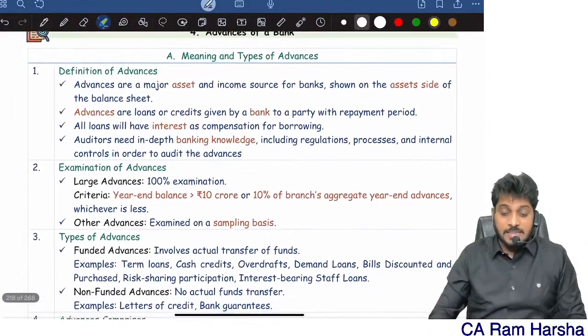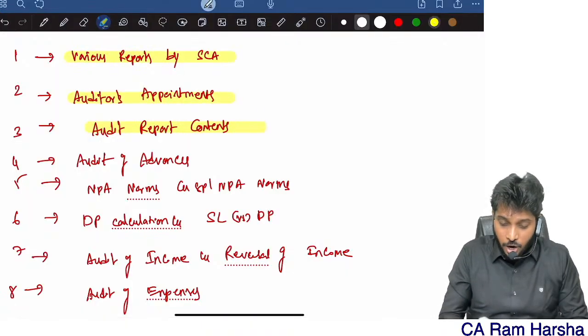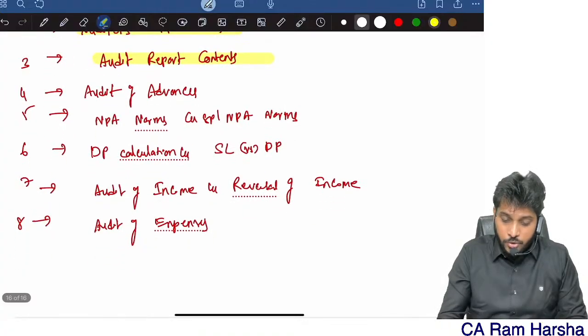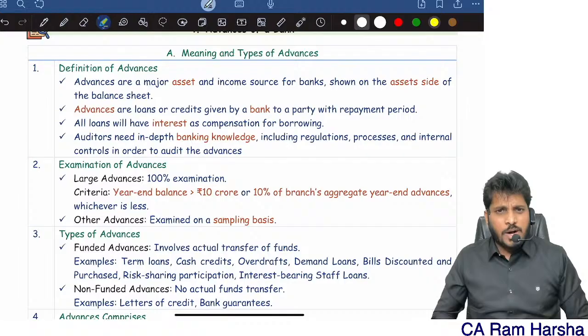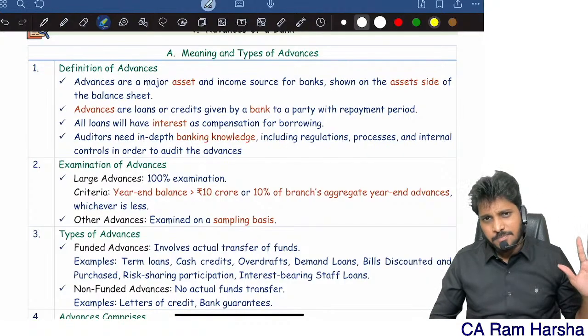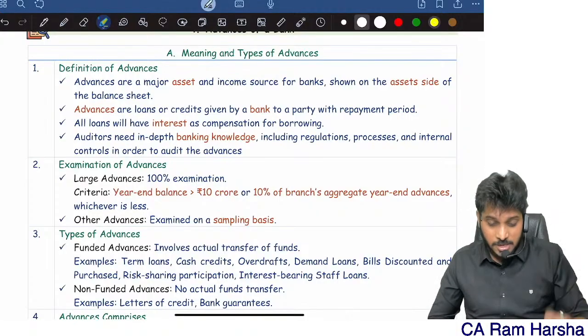Now finally the most important, you see what points we covered. Various reports statutory auditors have to give, completed; auditors' appointment, completed; audit report content, completed. Now we are going to discuss audit of advances. What are the various advances? Advances are the major asset in a bank. What are the major assets of a bank? Advances. Major liabilities of a bank? Deposits.